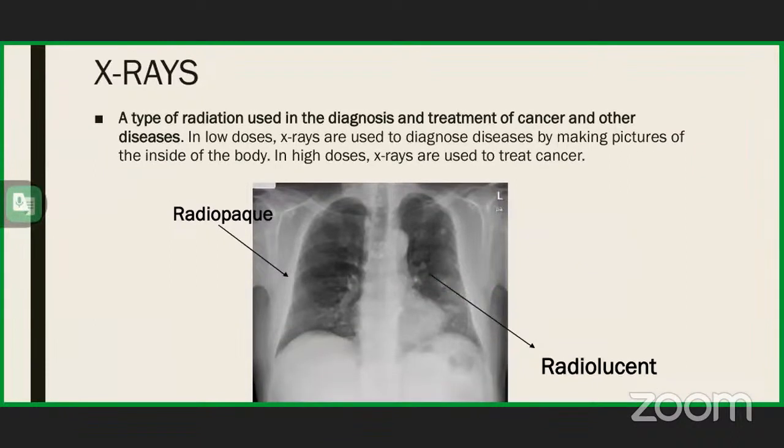X-rays are a type of radiation used in the diagnosis and treatment of cancer and other diseases. I mean, X-rays are used to take that kind of images and to give treatment. In low doses, X-rays are used to diagnose diseases by making pictures of the inside of the body. In high doses, they are usually used to treat cancer.